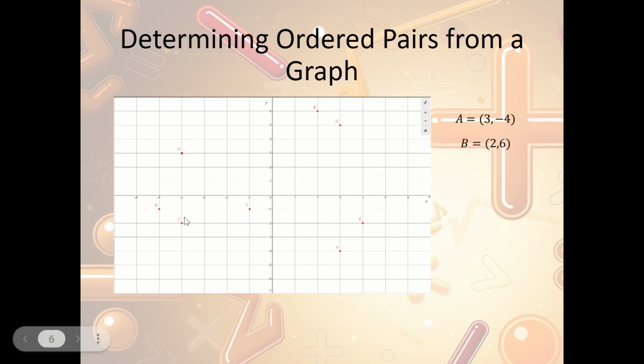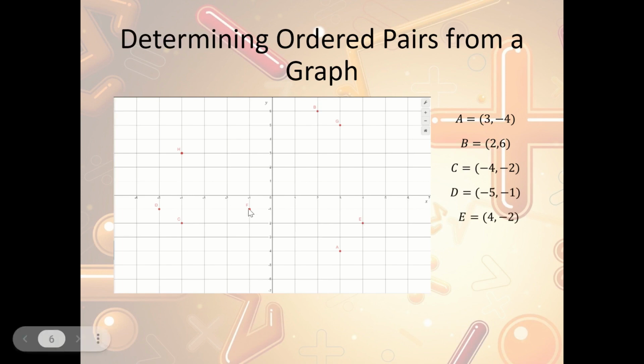Then I find C. C is here, so that's negative 1, 2, 3, 4. And my y is negative 1, 2. So C is negative 4, negative 2. Then I do D. D is right here, so that's negative 1, 2, 3, 4, 5, and negative 1. So negative 5, negative 1. Then E. E is here, so that's 1, 2, 3, 4, and then negative 1, 2. So it would be 4, negative 2.